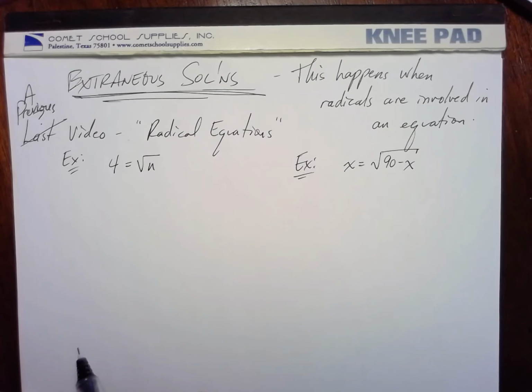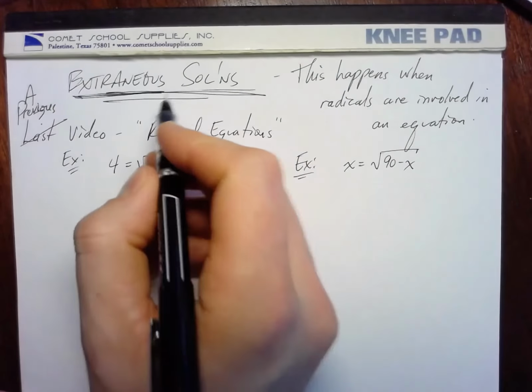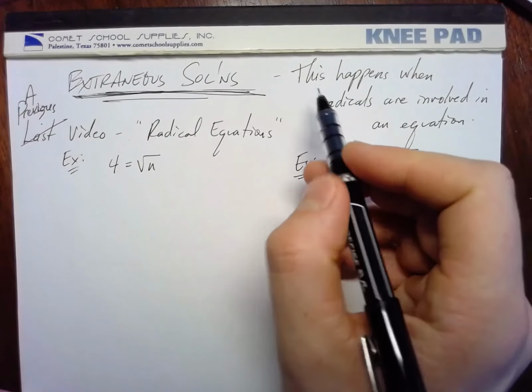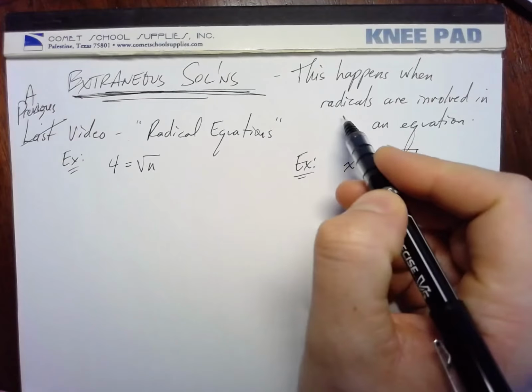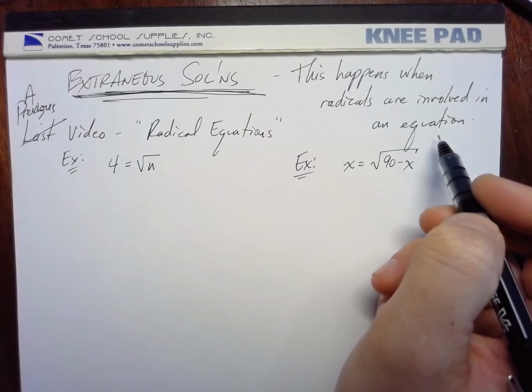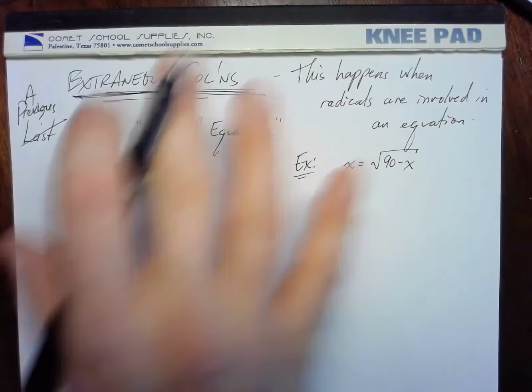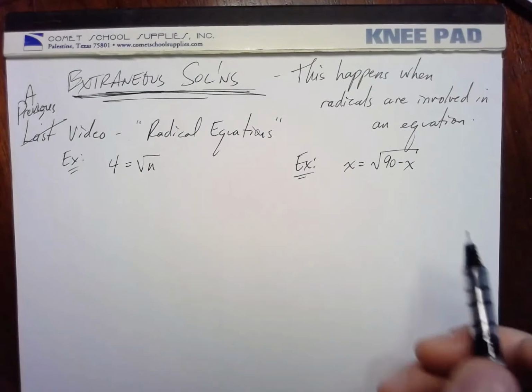Okay, now we're going to talk about extraneous solutions, which sounds very scary and malicious, but really it's just something that happens when radicals are involved in an equation. And I hinted at this earlier. We talked about it very briefly. I did some hand waving to make it make sense.